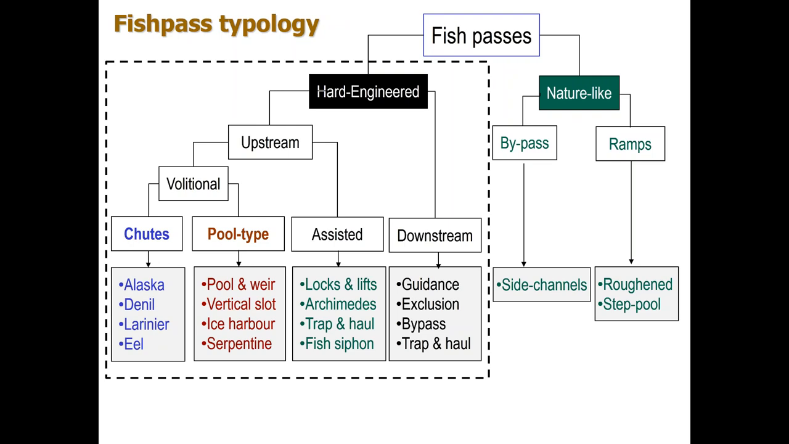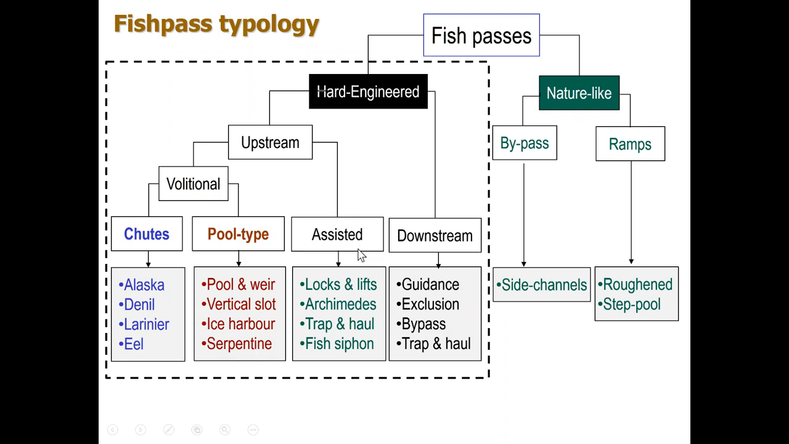Okay, so according to that definition, we have produced this little classification typology, where the hard engineered fish passes, which are the ones we're going to be dealing with, which are the most common ones, are over here. This can be classified into upstream or downstream. The upstream ones can be classified between volitional movement or assisted movement, and the volitional ones can be further classified into chutes or pool type. The chutes would include those that have baffled structures or those that have substrate, as well as Denil fish passes, and these are just modifications of the original Denil design of 1910. The pool type fish passes can include, as the four typical fish passes, the pool and weir, the vertical slot, the ice harbor design, or serpentine approaches.